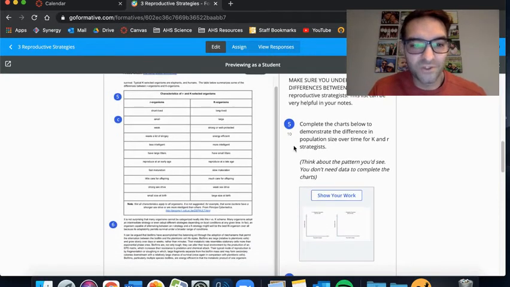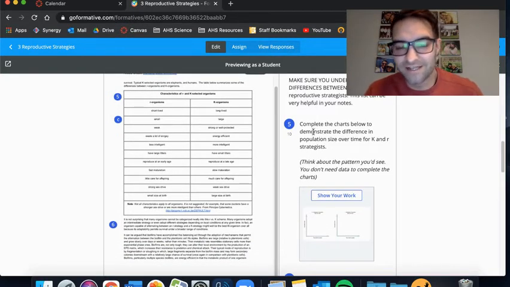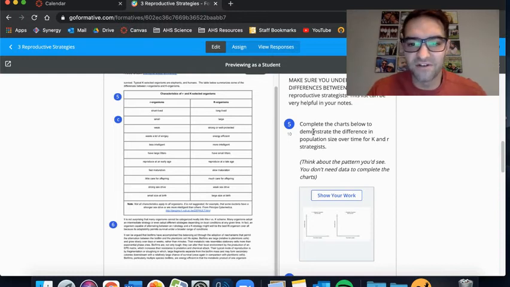But what I do want, and I foresee this being a little bit of a challenge, is for you to try and graph. Without the numerical data, we're not necessarily doing any calculations, but graph the pattern of population size and survival that you would see in these two strategies.